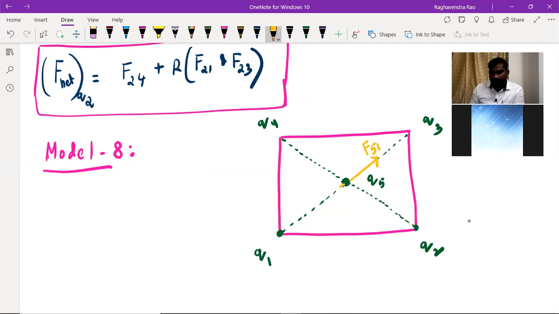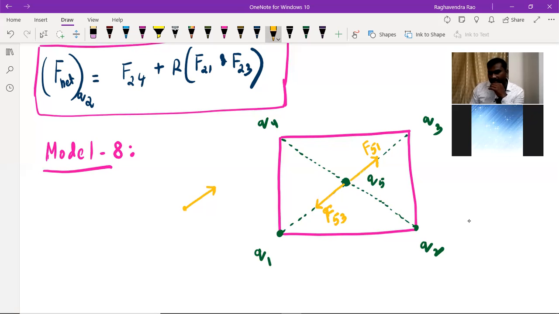Q3 will exert repulsive force like this. This is the force on 5 due to 3. Now, if this resultant is greater, the resultant will be in this direction. For example, we can take this as the resultant force. F5 is greater. Okay, right.